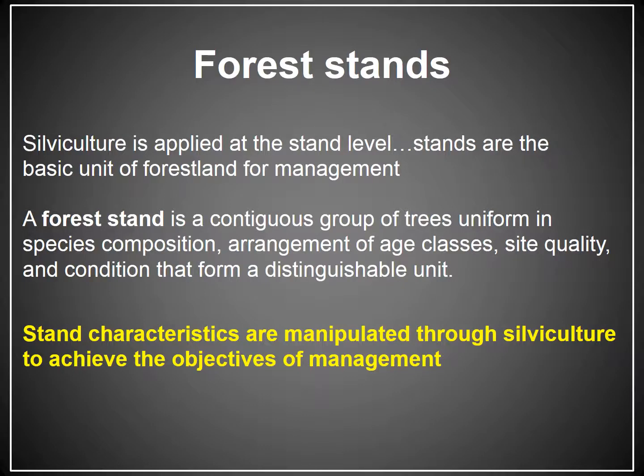Now we're going to move into the how part of this. How is silviculture implemented and adjusted to meet different objectives? We delineate areas of forest land as forest stands for the purposes of management. A forest stand is a contiguous area of forest that's uniform enough in species composition, age class arrangement, and overall condition that it can be managed as a unit.